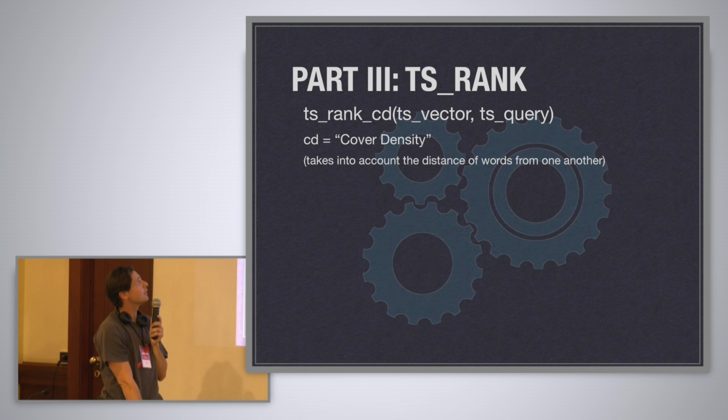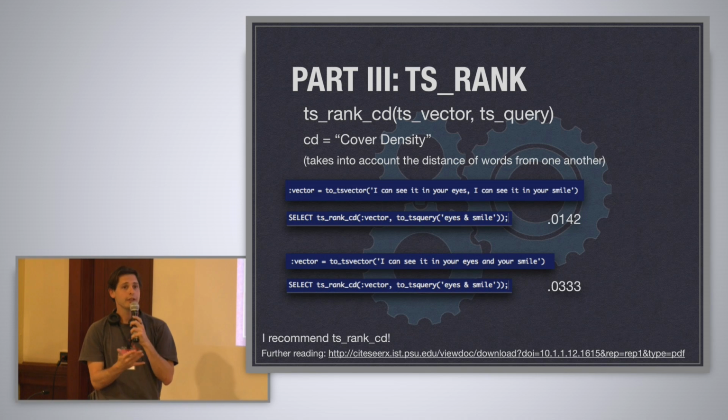The other function that we can use is called TS rank CD. It also takes a vector and a query. In this case, CD stands for cover density. And cover density means that it takes into account the positional information that we've stored in our vector. So TS rank is only going to look at how often the word appears, whereas cover density will apply additional weights if the words appear closer together.